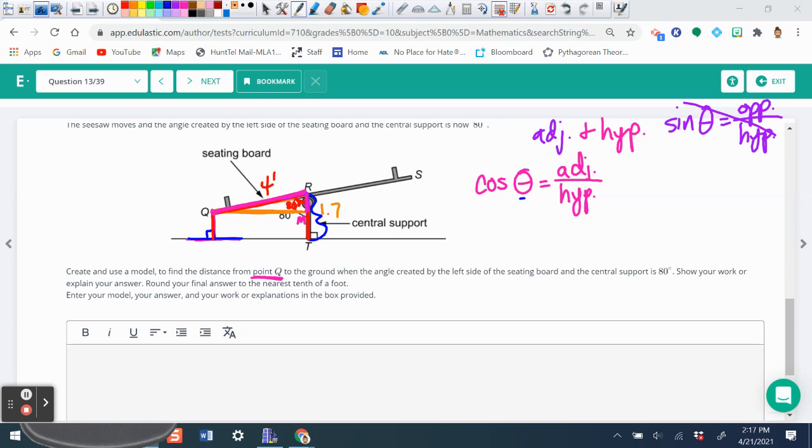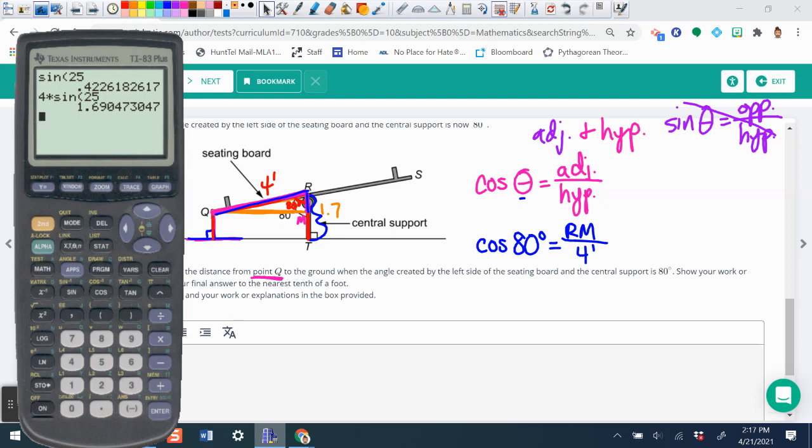So remember, theta represents our angle measure. So cosine of 80 degrees is equal to the adjacent side length, which I'm calling RM, over the hypotenuse, which they told us is 4 feet. Again, just like sine of 25 was a number, I'm going to show you that cosine of 80 is also a number. It's a decimal, 0.1736, and so on.